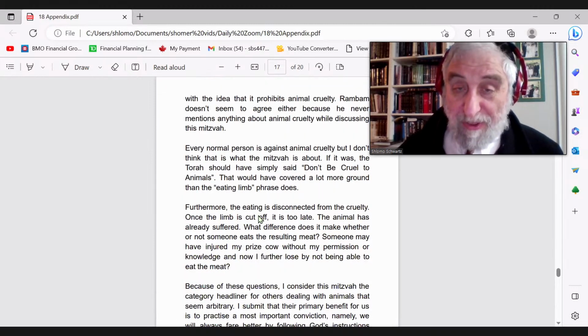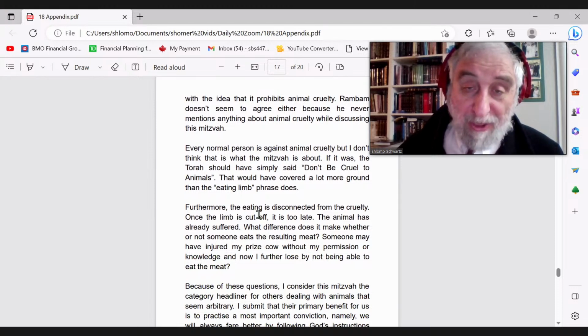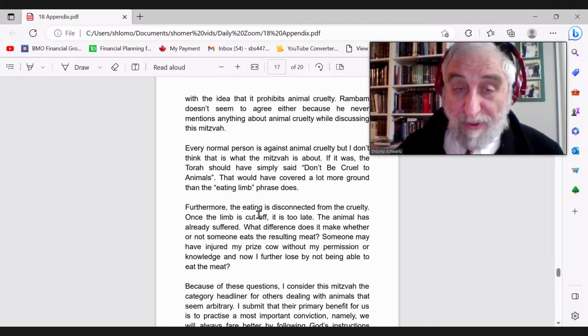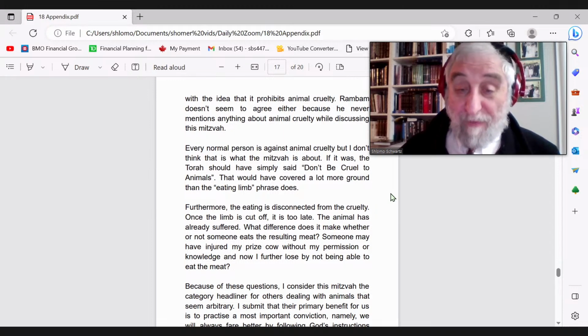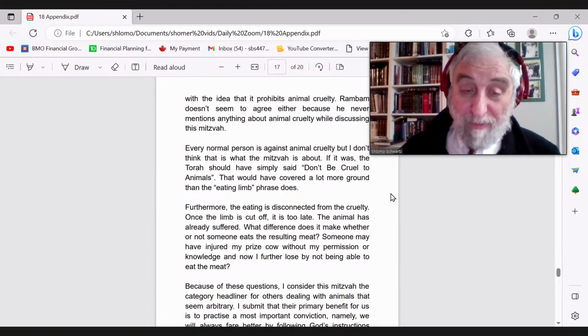Every normal person is against animal cruelty, but I don't think that is what the mitzvah is about. If it was, the Torah should have simply said, don't be cruel to animals. That would have covered a lot more ground than the eating limb phrase does. Furthermore, the eating is disconnected from the cruelty. Once the limb is cut off, it's too late. The animal has already suffered. What difference does it make whether or not someone eats the resulting meat? Someone may have injured my prized cow without my permission or knowledge, and now I further lose by not being able to eat the meat?